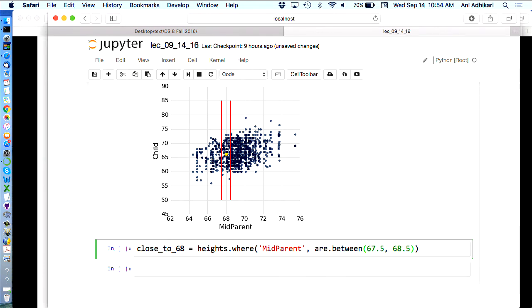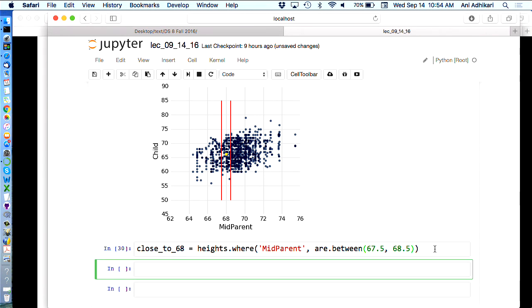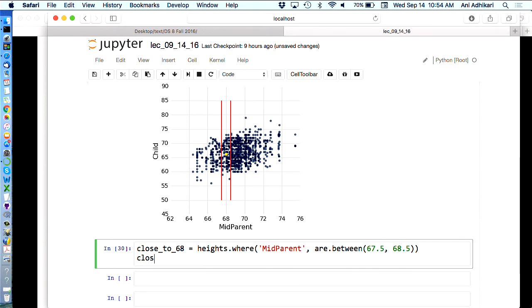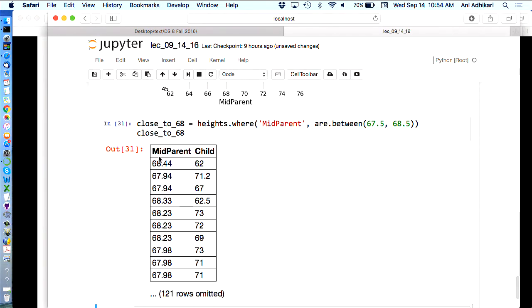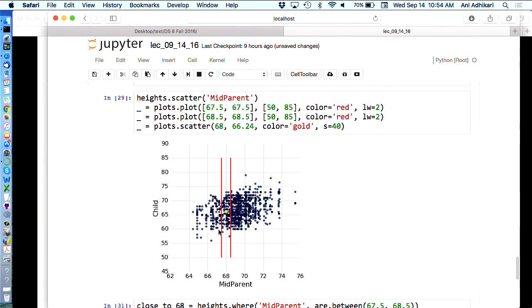Yep. What will this return? A new table, that is what it will return, where all the rows have mid-parent heights between 67.5 and 68.5. That's what it's done. And so now my prediction is going to be what? These are the rows corresponding to these points right here.